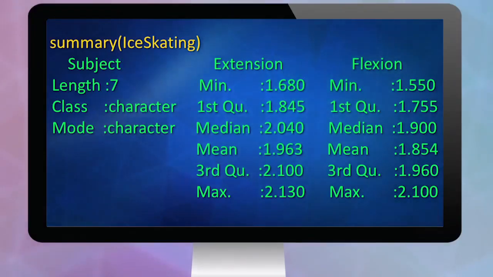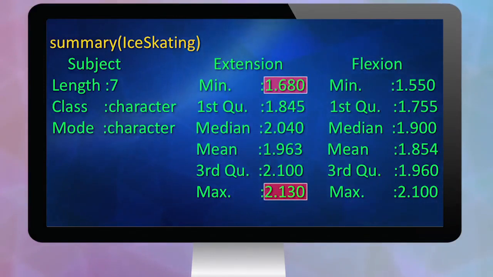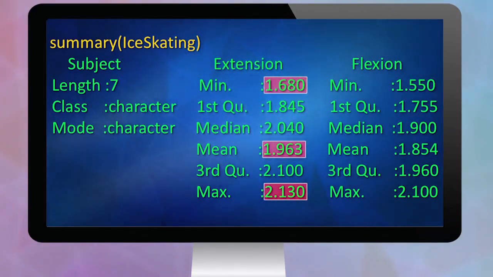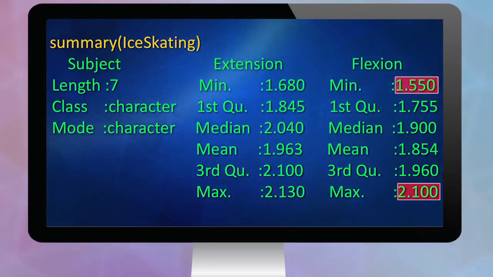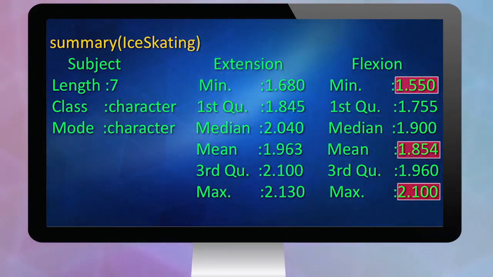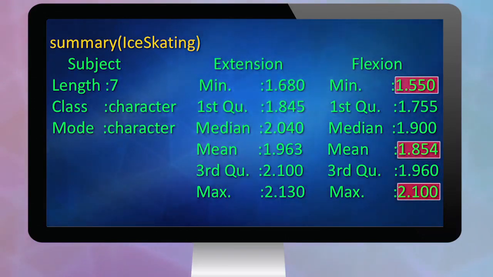Now, our summary statistics are going to really give us an idea of the spread of the data. And here we see that extension ranges from 1.68 to 2.13, and it has a mean of 1.963 meters per second. Whereas flexion ranges from 1.55 to 2.1 meters per second with a mean of 1.854. All right, so what's the big question?